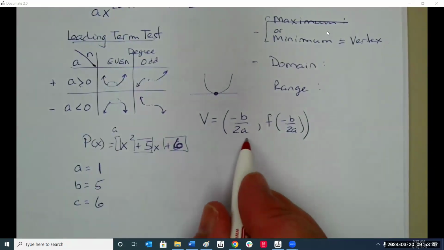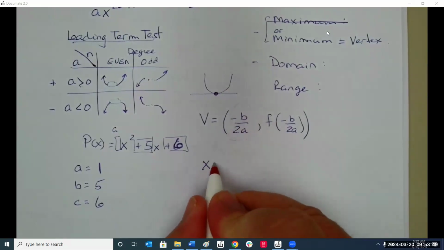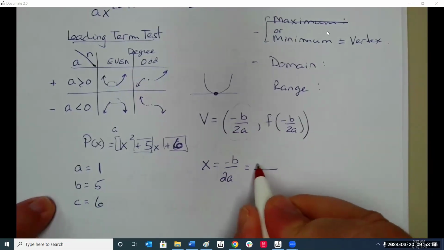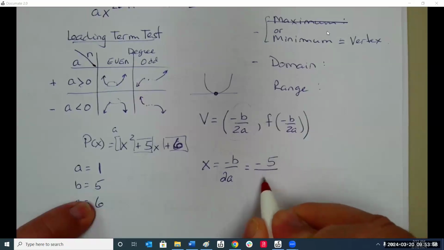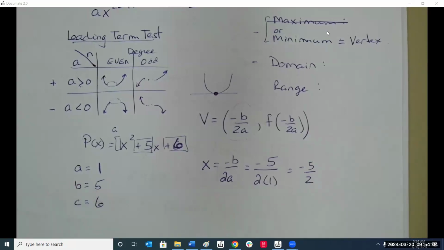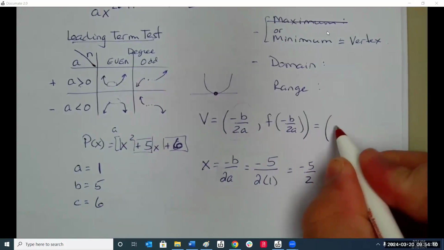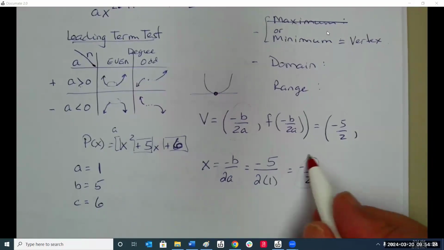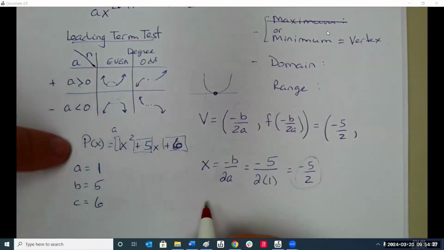So now we just plug these in for this x value. For the x value, we have negative b over 2a. So it's negative 5 over 2 times 1. So that's the x value of our vertex, of our minimum point. What do we do with this number? Plug it back into the equation.